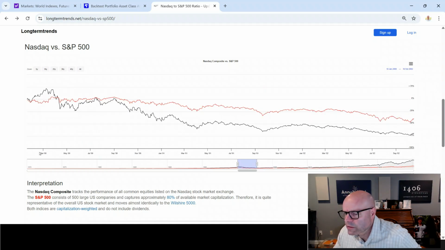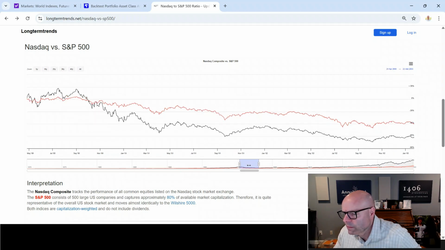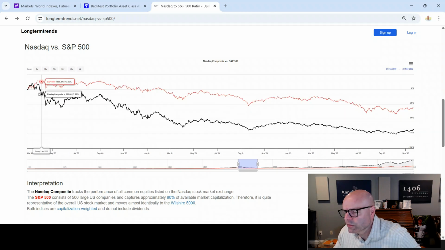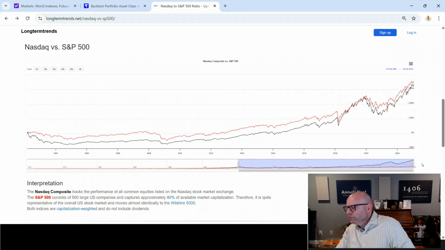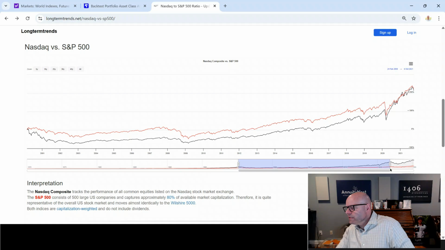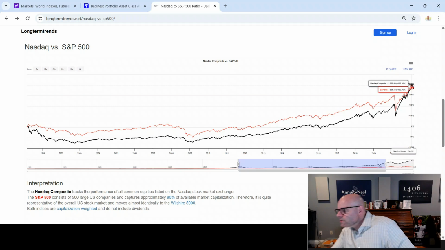This is March of 2000 here. So let's get that data lined up. March of 2000, okay? Everything's here. From March of 2000 through today, the S&P is still ahead of the NASDAQ. There was a slight amount of time the NASDAQ may have been ahead of the S&P. It looks like it's here, and that is February of 2021.